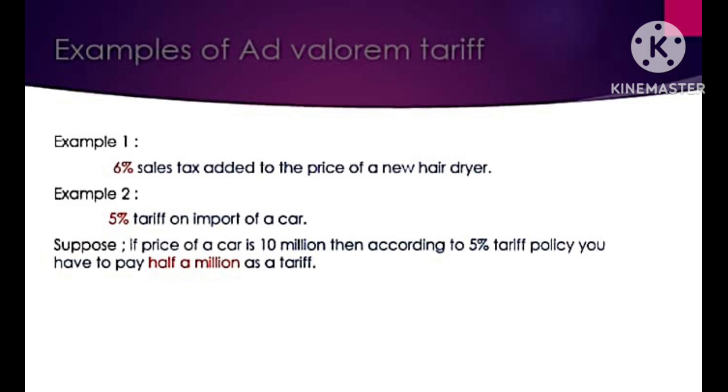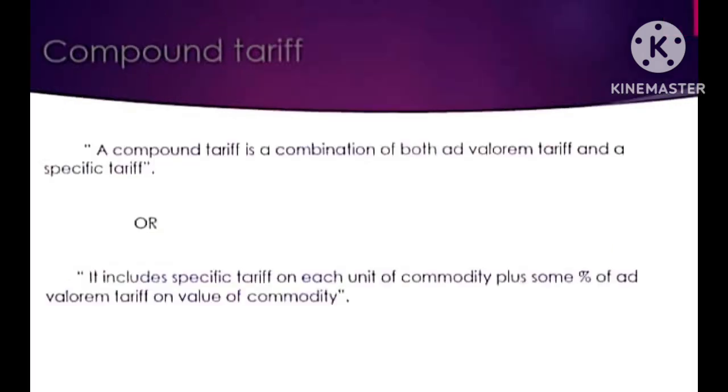Moving toward the example of ad valorem tariff, 6% sales tax added to the price of a new hair dryer. That means we talk in terms of the value. So 6% sales tax being added to the price of a new hair dryer is an example of ad valorem tariff. And you can see the next example, 5% tariff on import of a car. For example, if price of a car is 10 million, then according to 5% tariff policy, you have to pay half a million as a tariff.